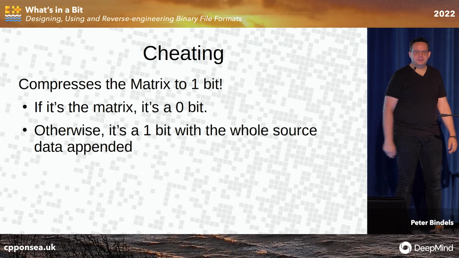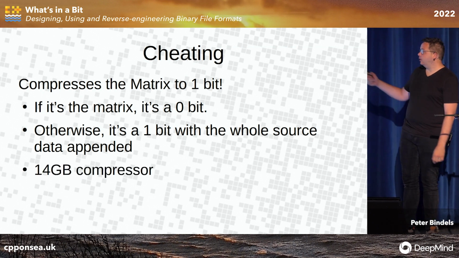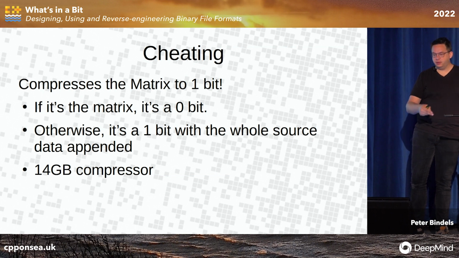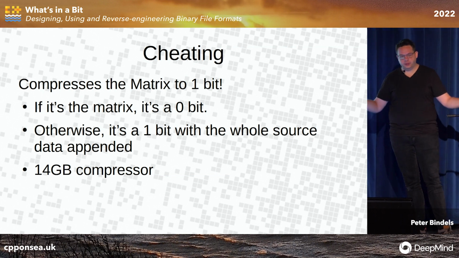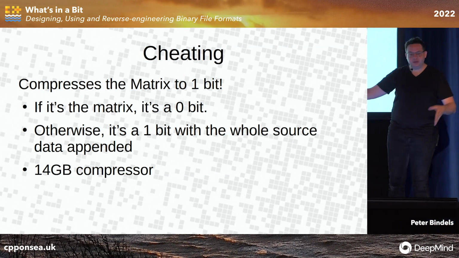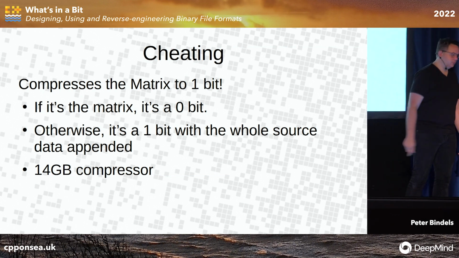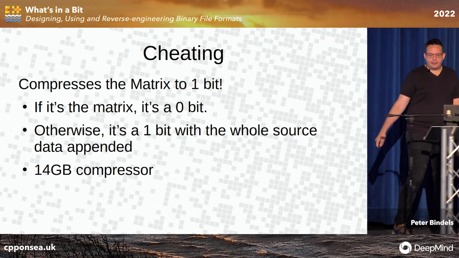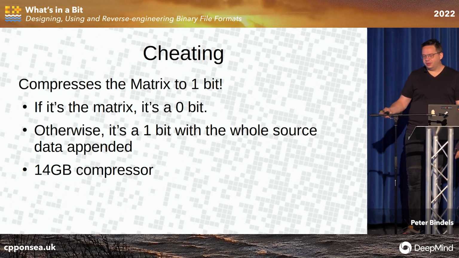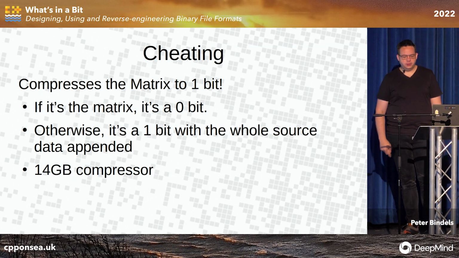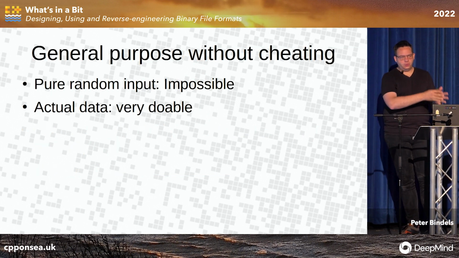It's kind of cheating. But it also has a downside, because now my compressor is 14 gigabytes. It's basically detecting a bit, and if it's 1, then I'm just copying the file. If it's 0, then I take the entire Matrix I have in my compressor and just output that. Okay, so cheating works, but it doesn't work general purpose. It's not a practical thing to do. So there is a limit to how far we can go. So how far can we go without cheating?